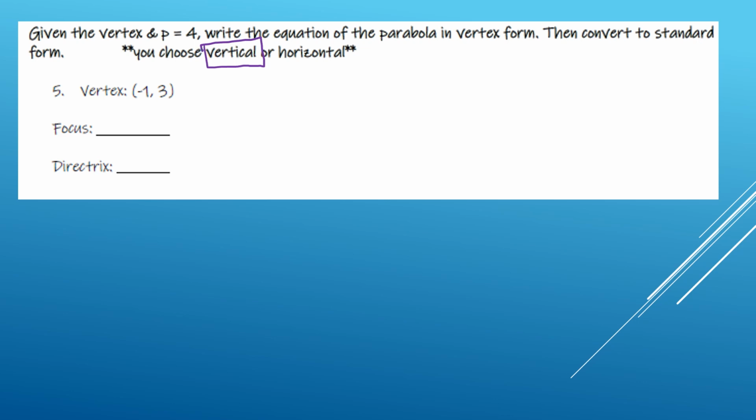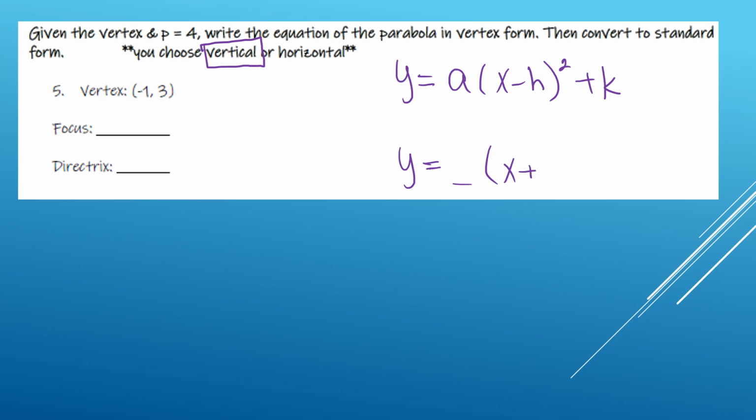So if I choose vertical, the equation has to be y equals a multiplied by the quantity x minus h squared plus k. The things that you can go ahead and pop in are the vertex and the x's and the y's. So y equals, leave a blank for the a, x minus negative 1 becomes x plus 1 squared, and then our k value is plus 3. Okay, check, took care of that guy.